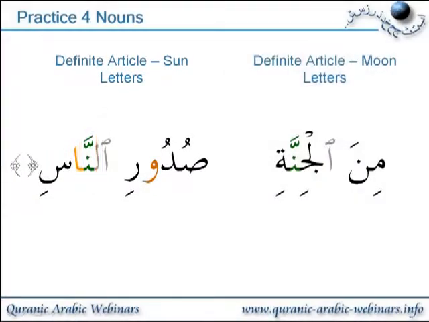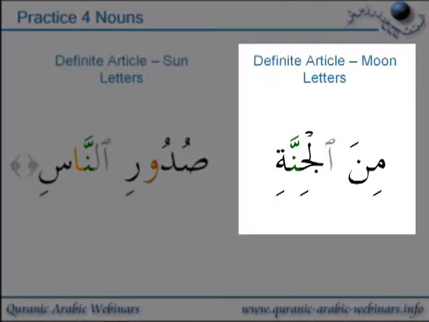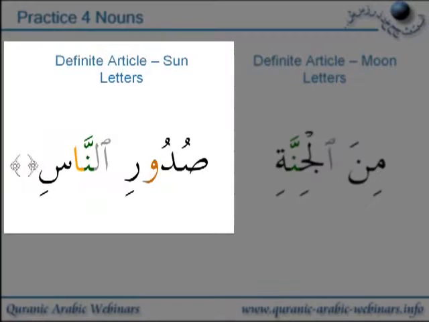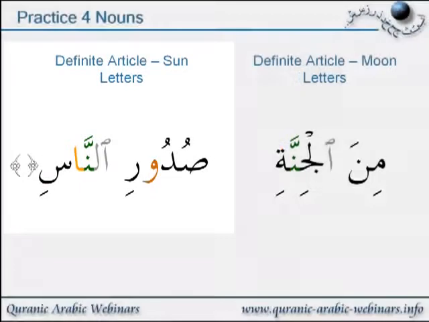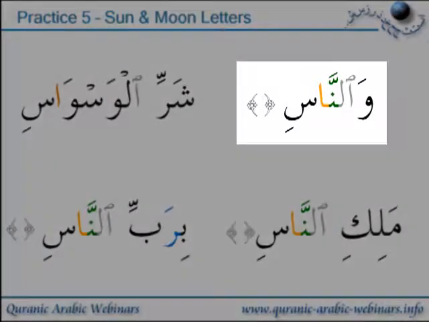So the first example with one of the moon letters is Min al-jinnati, and an example of one with a sun letter, Sudurin nas. So now we'll do a practice with some words with the sun and moon letters.